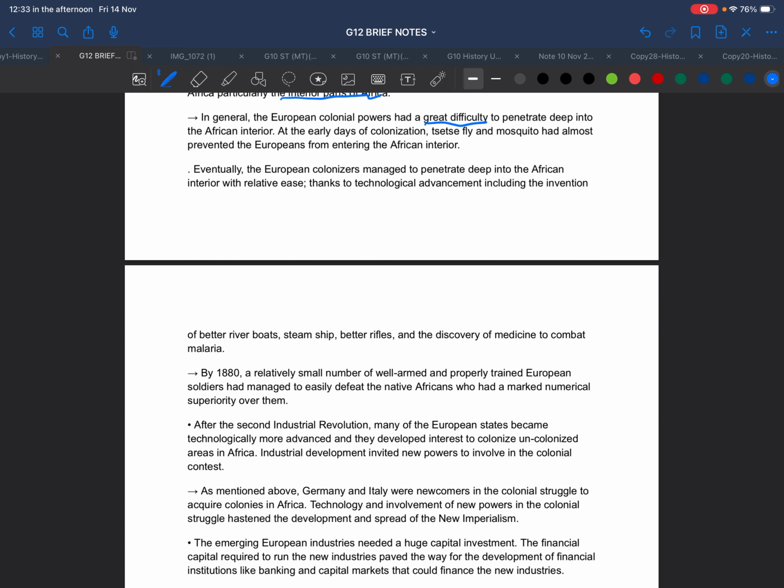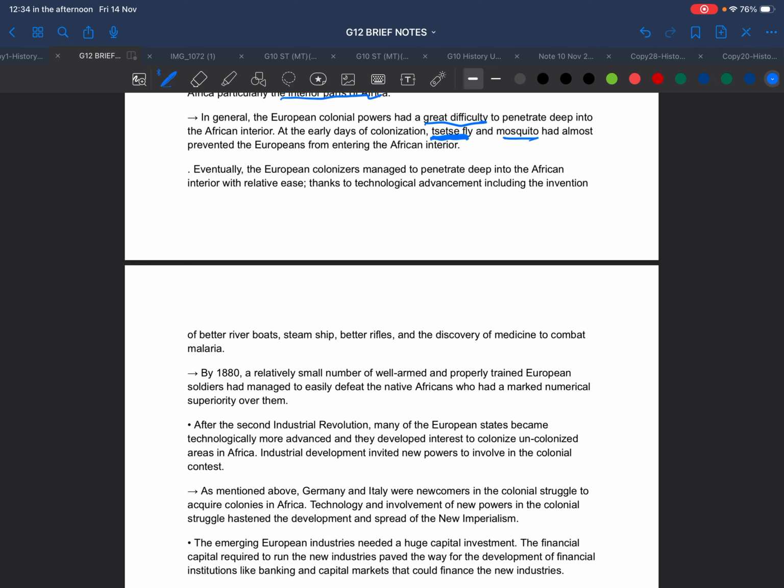In the early days of colonization, the tsetse fly and the mosquito had almost prevented the Europeans from entering African territory. It is called the tsetse fly, which caused sleeping sickness. Okay, the mosquito leads to malaria. There was no cure for both of these two disease problems.